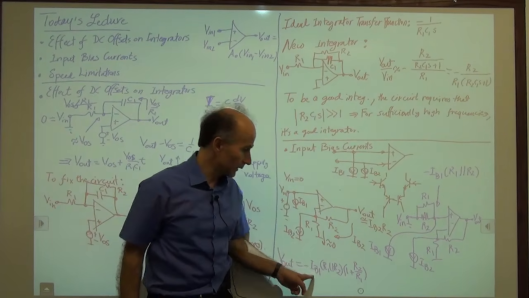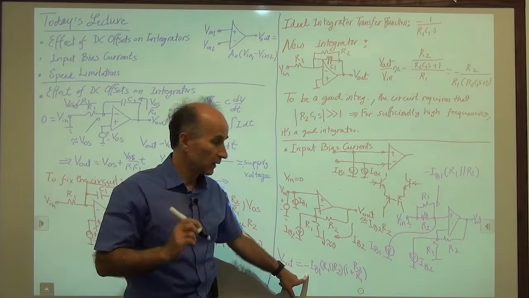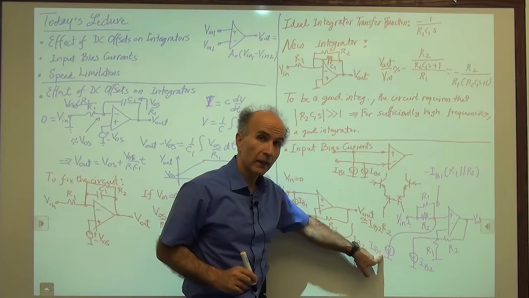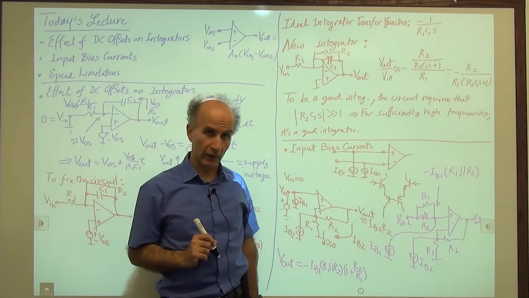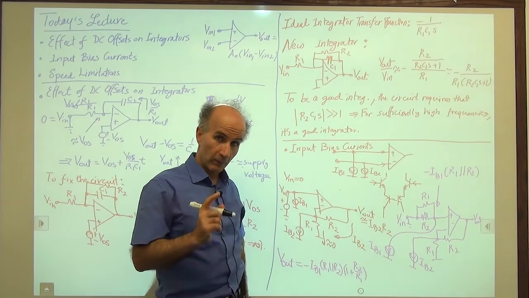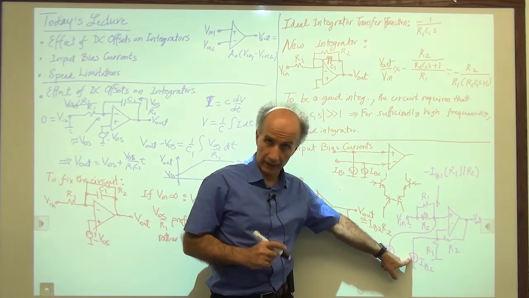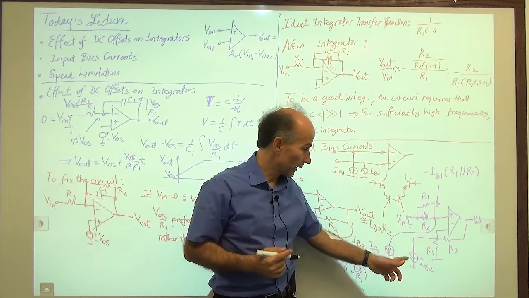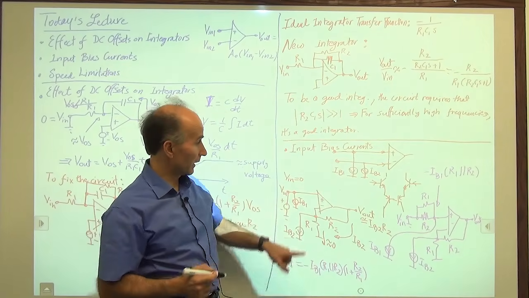This is the amount of voltage that we generate at the output of the amplifier only due to IB1 flowing through the parallel combination of R1 and R2. Now, let's remember that IB2 has its own effect, again using superposition. And the effect of IB2 at the output is the same as before. It's this much.